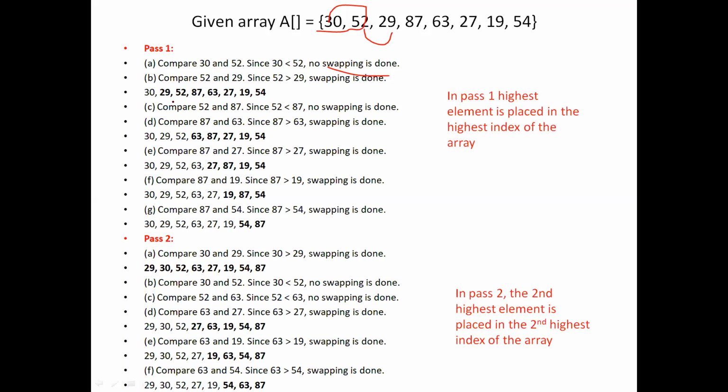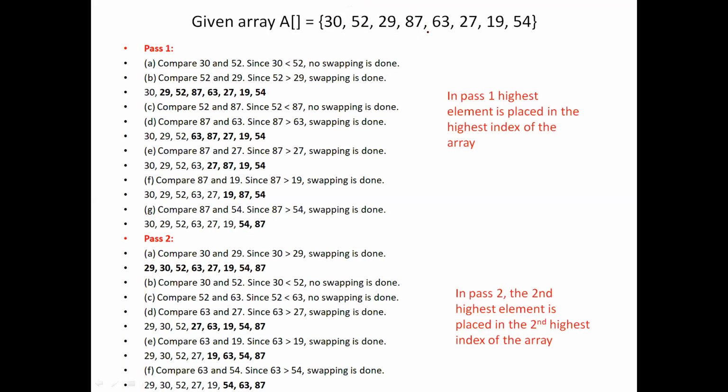So what happens? The 29 comes here in step 2, sorry, here 29 comma 52. So like this we will keep on checking the elements. At last, 87 comes to the last index, the highest index of the array. Why? Because 87 is the highest element in the array. So automatically 87 comes to the highest end of the array at the end of the first pass.